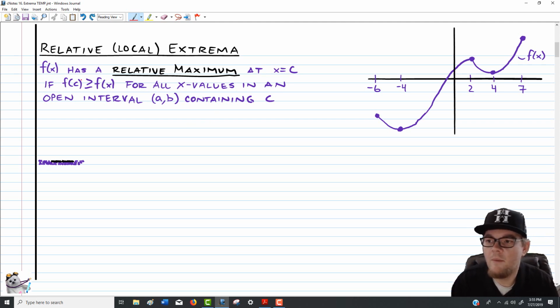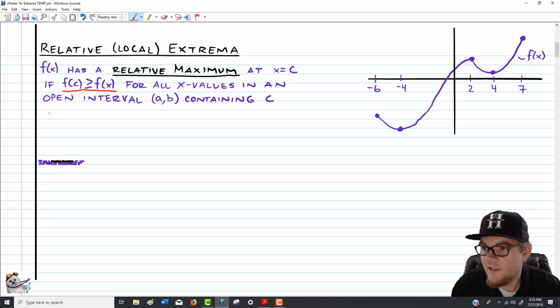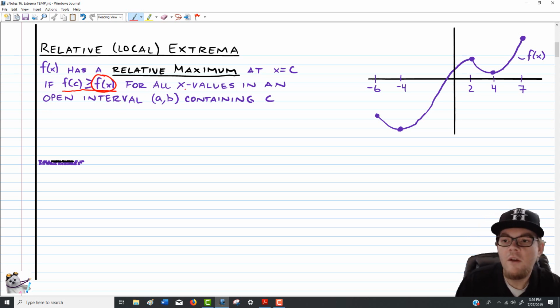And to do that I'm going to use my red pen feature. So in here, it mentions first that we have a relative maximum at x equals c if f of c is greater than or equal to f of x. Well, in a sense, what that's saying is f of c is bigger. So just translate that: f of c is larger than the f of x or y values for all the x values in an open interval. So we're saying f of c is the biggest. Then we're saying it's true on an open interval containing c.